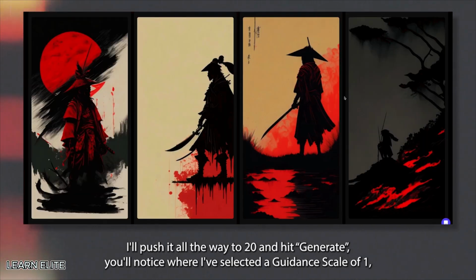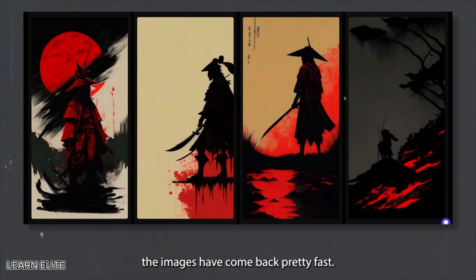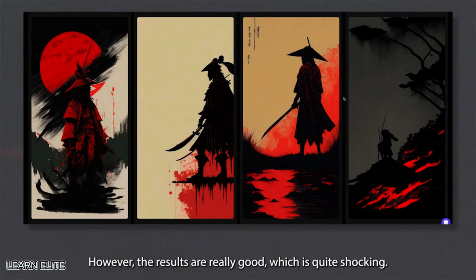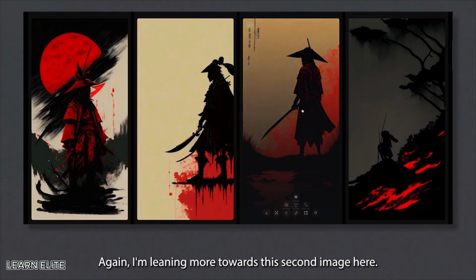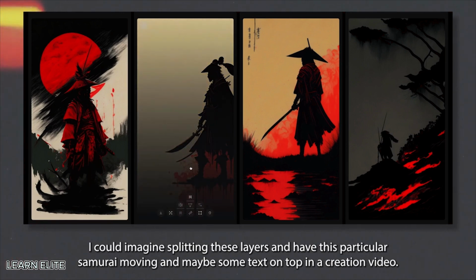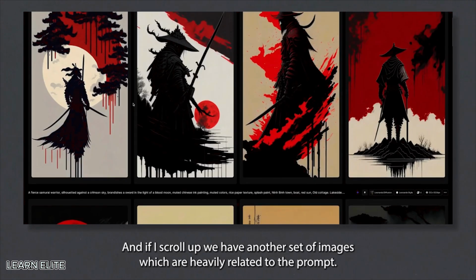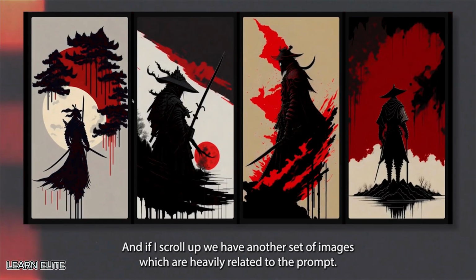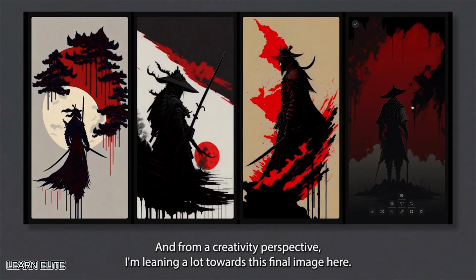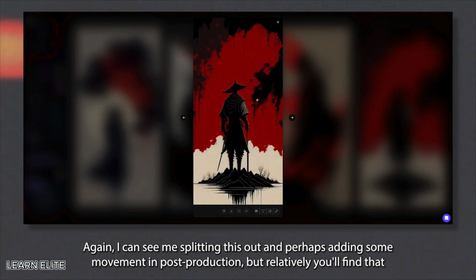You'll notice where I've selected a guidance scale of 1, the images have come back pretty fast. This is simply because there's not much consideration that needs to be taken into account in relation to the prompt itself. However, the results are really good, which is quite shocking. Again, I'm leaning more towards this second image here. I could imagine splitting these layers and have this particular samurai moving and maybe some text on top in a creation video. And if I scroll up, we have another set of images which are heavily related to the prompt. And from a creativity perspective, I'm leaning a lot towards this final image here. Again, I can see me splitting this out and perhaps adding some movement in post-production.